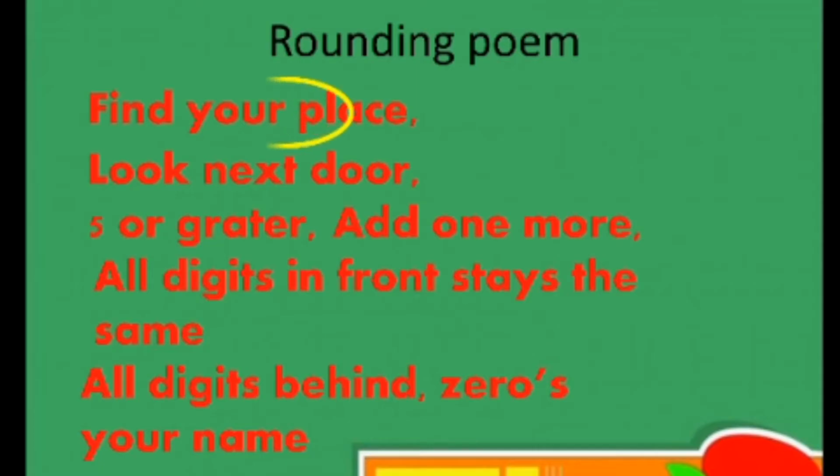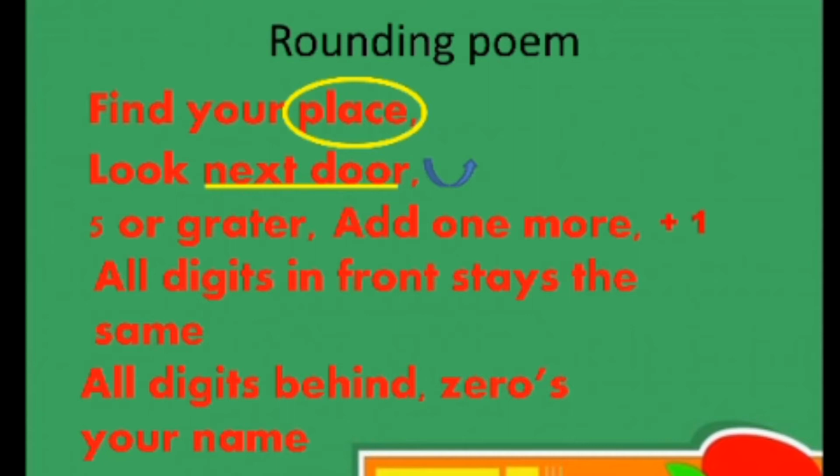In the description box below, I'll leave a copy. Let's say it one more time. Find your place, look next door. 5 or greater, add 1 more. All digits in front stay the same. All digits behind, 0's your name.